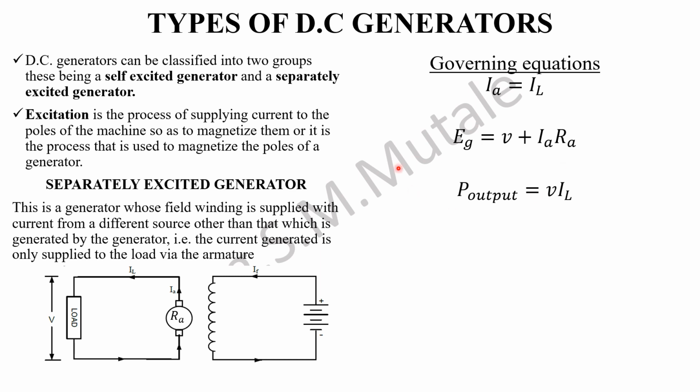We've also got some powers. Power output is measured at the load. It is the product of the voltage at the load and the current going to the load. There is another power inside the armature. This is the power generated, which is the generated voltage times the armature current, because we are generating this power inside the armature. Next, we're going to look at some examples.